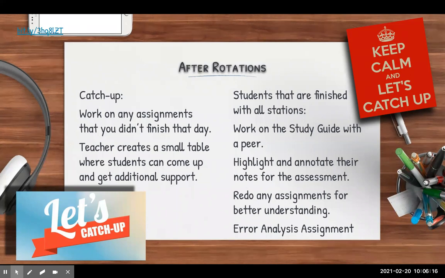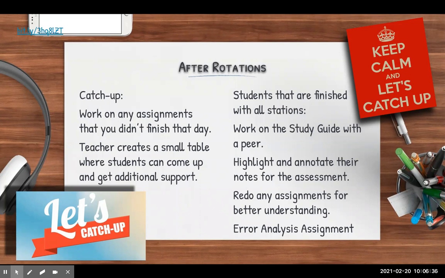Or they grab the laptop and sit at their desk. They can still work with their peers. They can still ask questions. If it's a teacher station, I make myself available. If they're all caught up, those students are working on the unit review. So before we take the unit assessment, they're going to work on that unit review. And then that's about it.